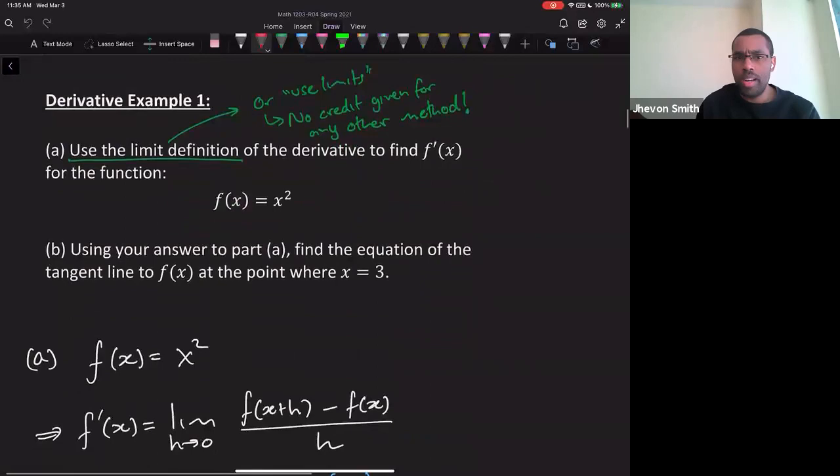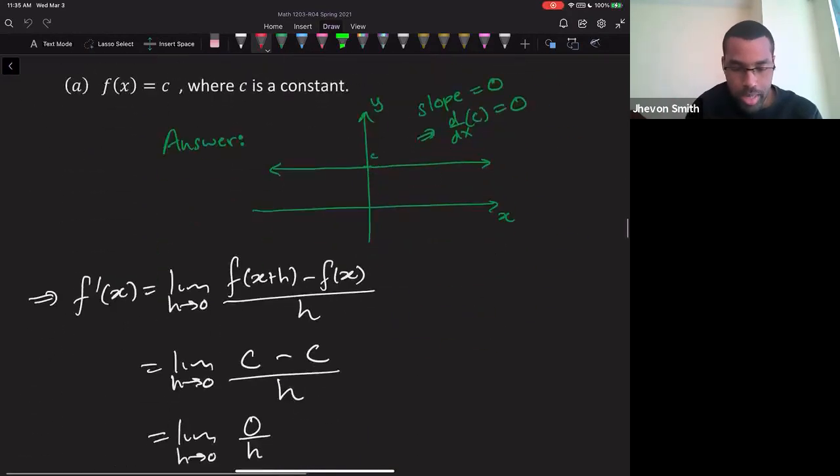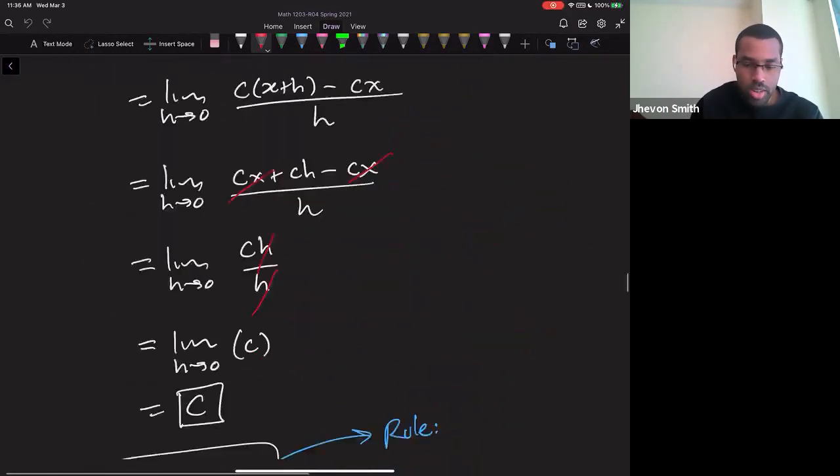So here we did a very typical example where I asked you to use the definition to find the derivative of some function and to use that information to find the equation of a tangent line. We went through that, a very important example, definitely something that's coming up. And then we found a bunch of other examples.